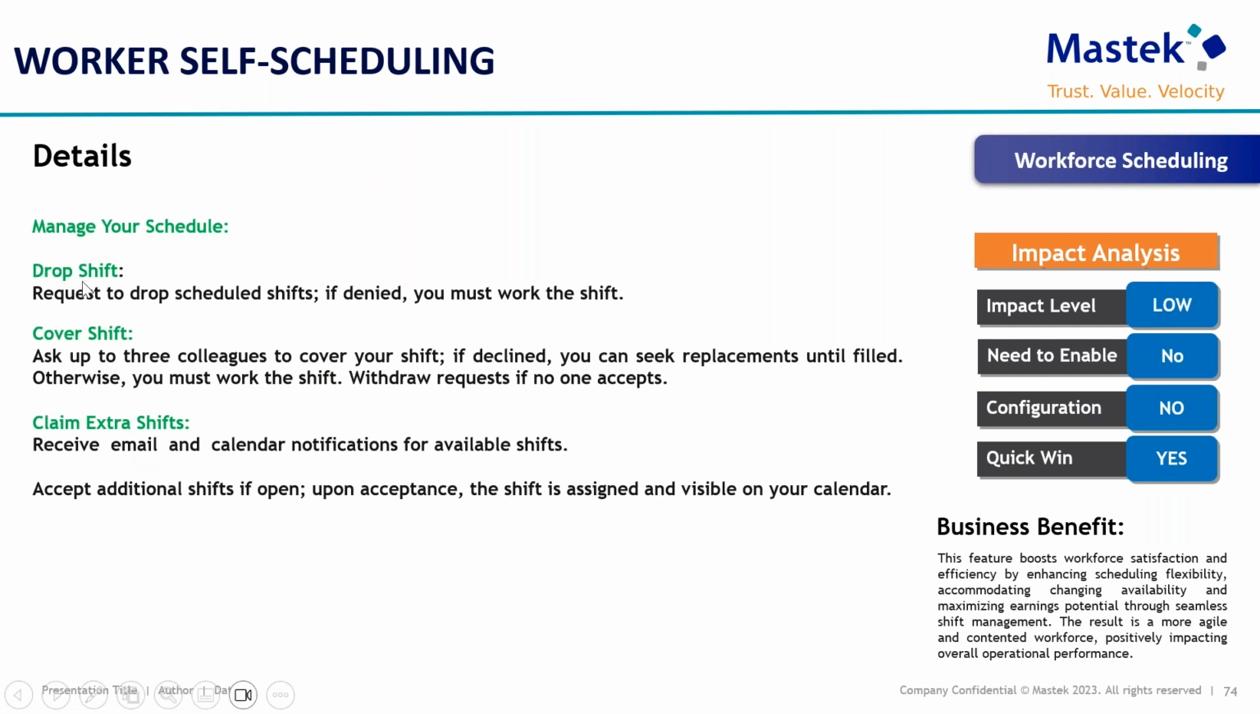If the employee wants to drop that shift, they can submit a drop shift and the manager will have to approve and find the replacement. Otherwise, they can request a cover shift, where someone else from their co-workers or the team will be able to pick up the shift which was selected by them. And claim extra shift will allow the employee to perform an additional shift outside of their allocated hours.